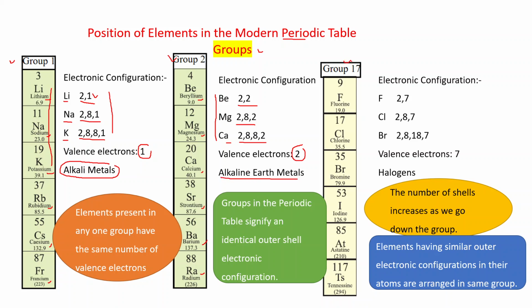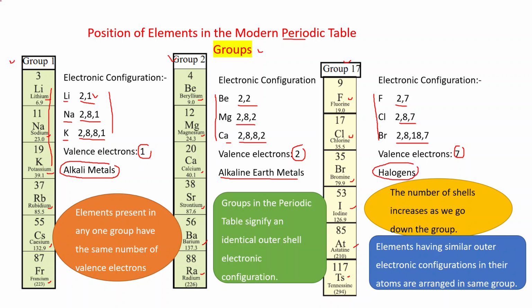Again observe group 17 elements: fluorine, chlorine, bromine, iodine, astatine and tennessine. Now if we write the electronic configuration of the first 3 elements of group 17: fluorine 2, 7; chlorine 2, 8, 7; bromine 2, 8, 18, 7. Again find the valence electrons. These are 7. And group 17 elements are known as halogens.